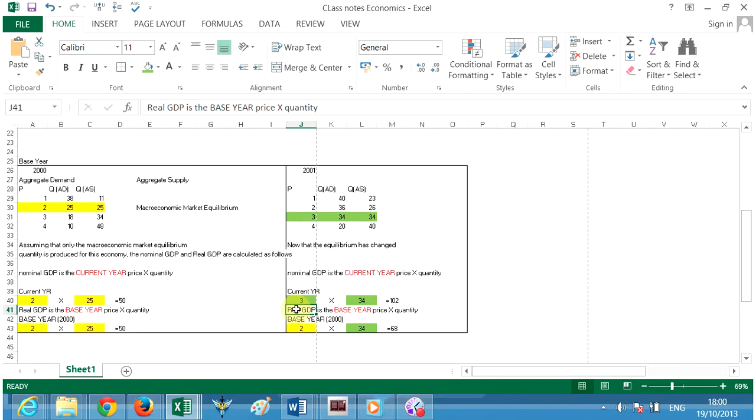The nominal GDP will take the current price and multiply it times the quantity. The real GDP is interested in how much a change in price affected the GDP. So the real GDP takes the base year price and multiplies it by the current output level. And what we have is a difference, 102 and 68.